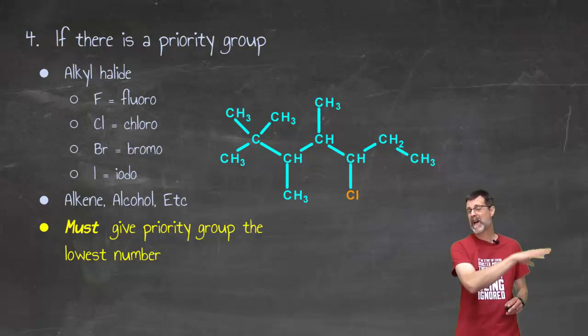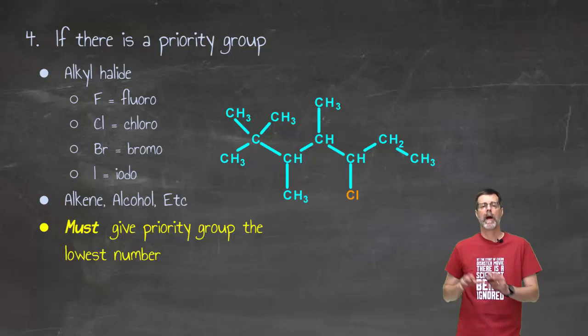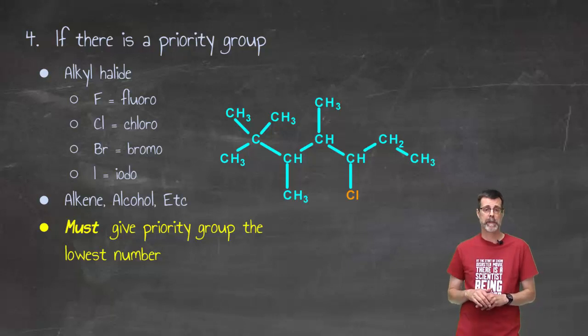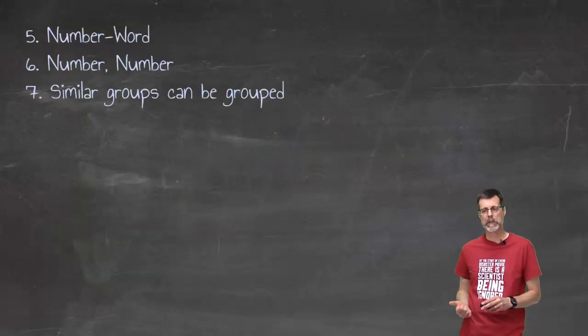It doesn't matter how much stuff is on the other end, I have to give the lowest possible number to chlorine. Okay? So that's one where if you're just glancing to see which end has more stuff, you might miss it, particularly chlorine, because that Cl can look suspiciously like a CH when it's not a bright orange.